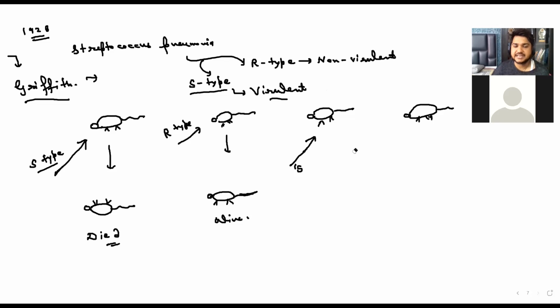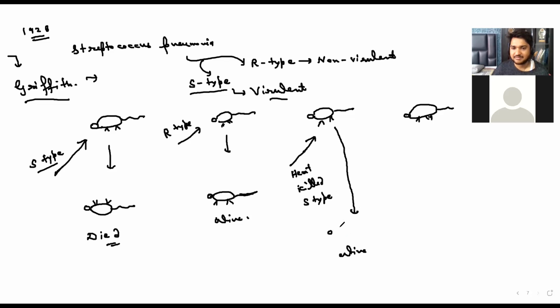Heat killed S type or R type? S type, because R type was already non-virulent. So that's why we are giving heat to the S type. If we give the heat killed S type to this mouse, of course all the bacteria will die. Will the rat die or not? Theoretically, it should not, so the rat will remain alive.